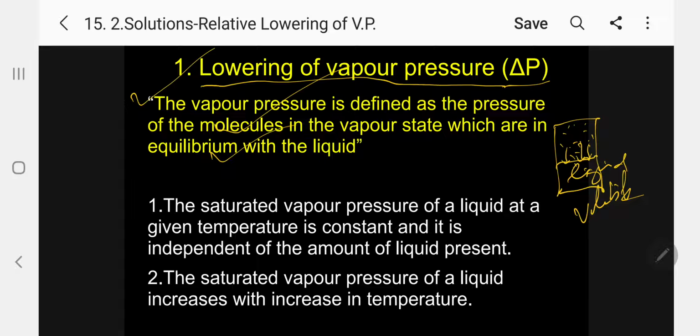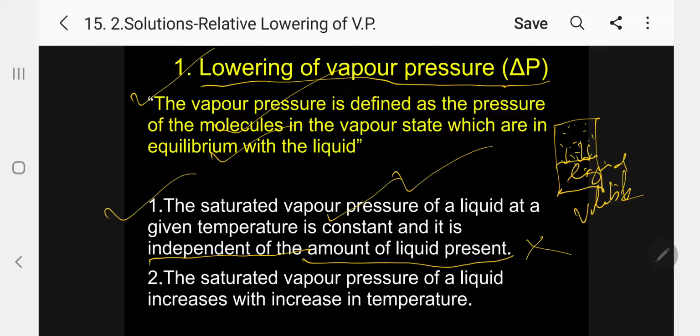Kindly follow, this you have to understand. This is called vapor pressure. The saturated vapor pressure of a liquid at a given temperature is constant. We have already discussed what is saturated vapor pressure. That means you take any amount of liquid and keep it for some time at a particular temperature. After some time, the vapor pressure will always be constant. So we call it the saturated vapor pressure of a liquid at a given temperature, always constant. It is independent of the amount of liquid. Please follow. You take 10 ml or 100 ml, whatever it is, it is always constant.